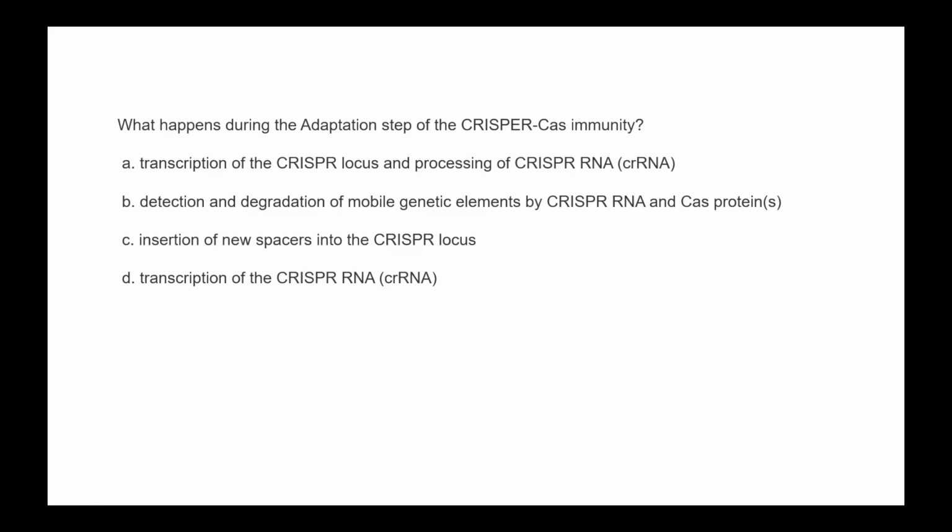Okay, as I told you, first there is an expression of the guide RNA, and then the adaptation. The adaptation process means the insertion of new spacers into the CRISPR locus. In the beginning, when Cas1 and Cas2 create a cut or degraded fragment, it will go and integrate into the bacterial genome. That means insertion of a new spacer into the CRISPR locus, and that is called the adaptation step for CRISPR-Cas immunity. So this will be the correct option.